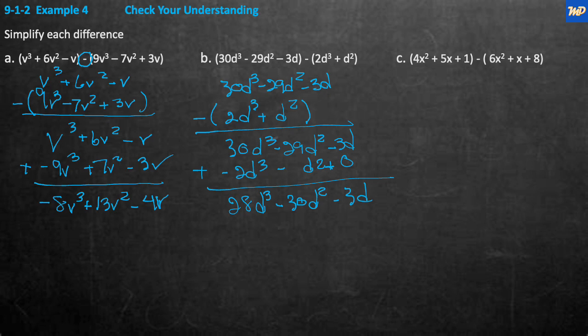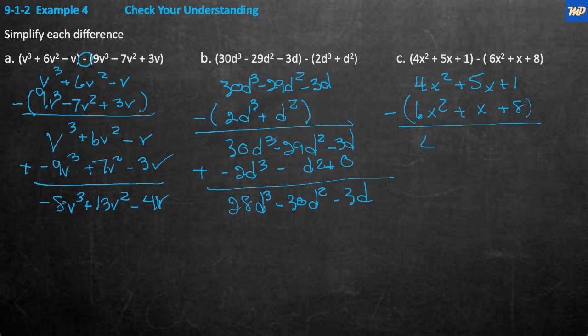And the final one here, we're matching up. Everything has a mate, so to speak. There are no missing terms. So 4x squared plus 5x plus 1, minus 6x squared plus x plus 8. We're going to convert that over.